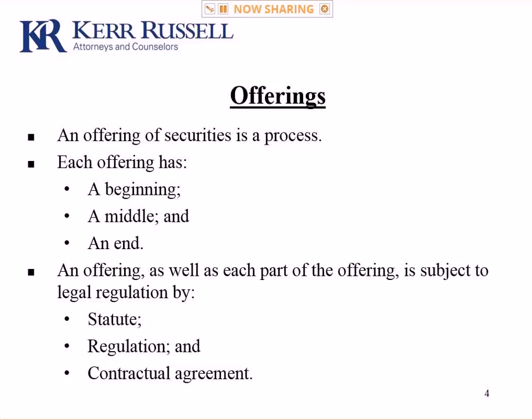Each aspect of the offering is subject to legal regulation, and there are various sources of legal regulation. One source is by statute, and a related source is by administrative rules. So on the previous slide, reference was made to various federal and Michigan statutes as well as regulations, and that's what this part of the offering slide is really referring to.